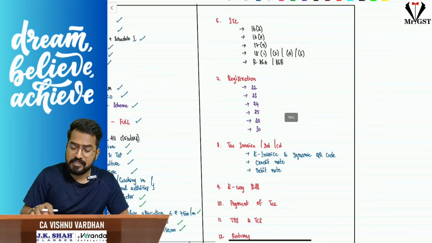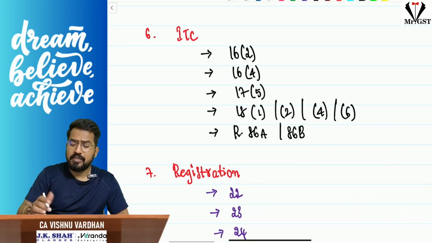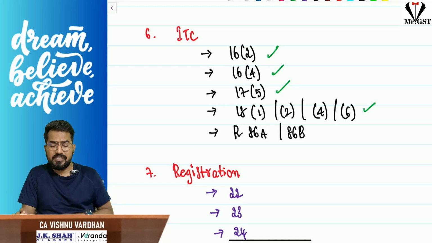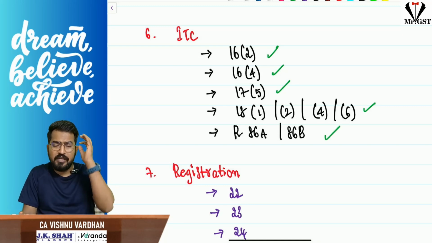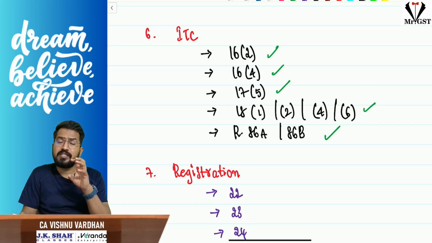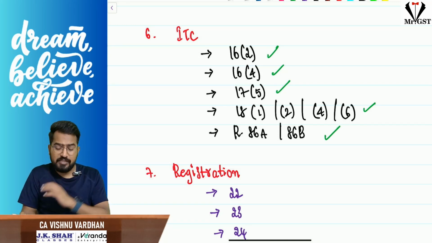Okay. Next, coming to ITC chapter: section 16 subsection 2, 4, section 17 subsection 5 blocked credits, section 18 subsection 1, 2, 4 and 6, rule 86A, 86B, very important topics. Please be very thorough with these topics, and of course remember the section numbers and rule numbers also here with respect to this topic.